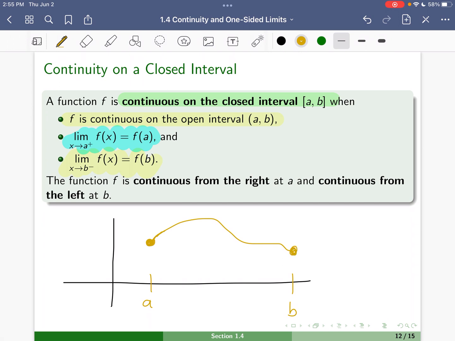And as we approach b from the left, getting closer and closer to b from the left-hand side, as long as that's equal to the function value, we would have that continuity on that closed interval.